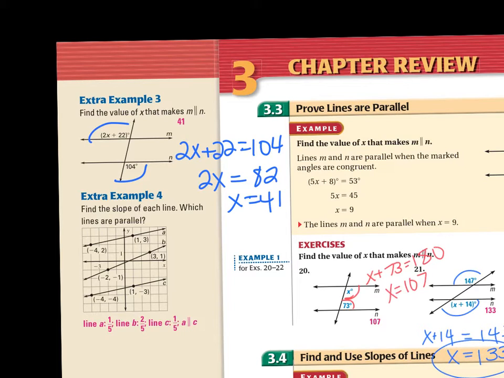And here, find the slope of each line. So this time you can count up 1, 2, 3, 4, 5. So the slope of that one is 1/5. This one, up 1, 2, over 1, 2, 3, 4, 5. And this one, up 1, over 1, 2, 3, 4, 5. So these two are the ones that match, which means A is parallel to C.